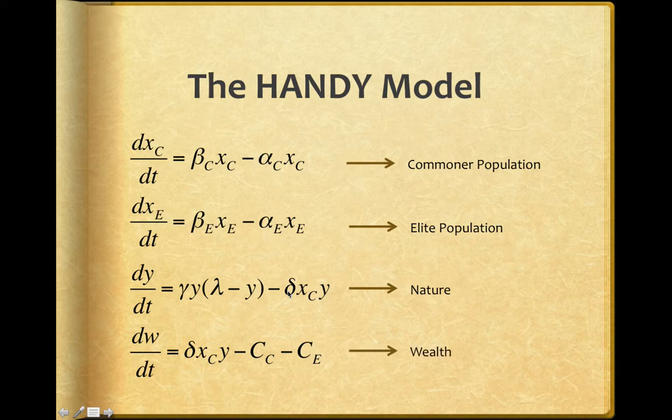And lastly, wealth. Wealth is produced by the consumption of nature, so these two terms are equivalent. Then wealth is consumed by the commoners here and by the elites. What I will do next is take a look at each of these terms individually.